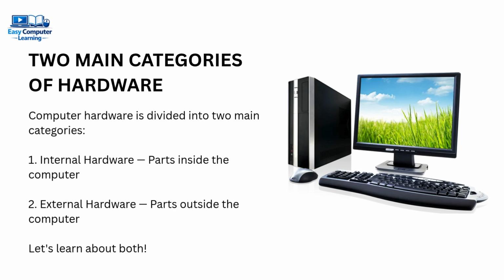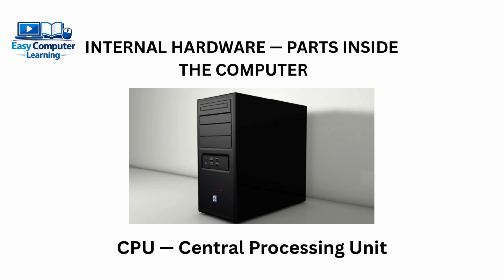Two main categories of hardware. Computer hardware is divided into two main categories. 1. Internal hardware, parts inside the computer. 2. External hardware, parts outside the computer. Let's learn about both.